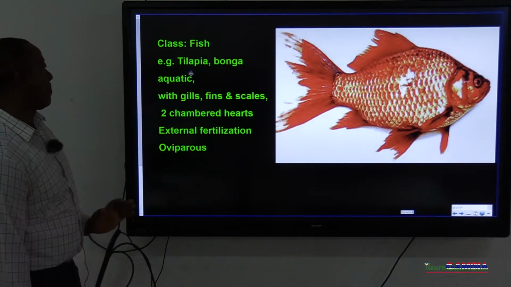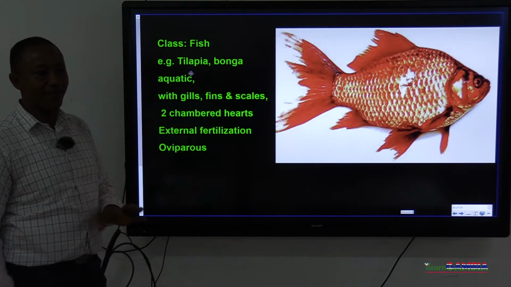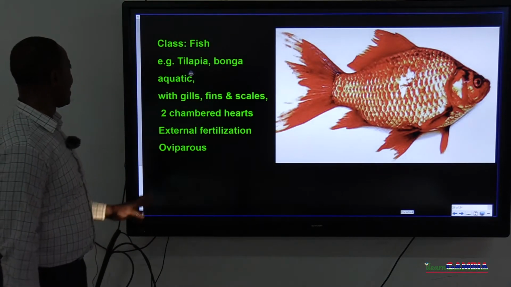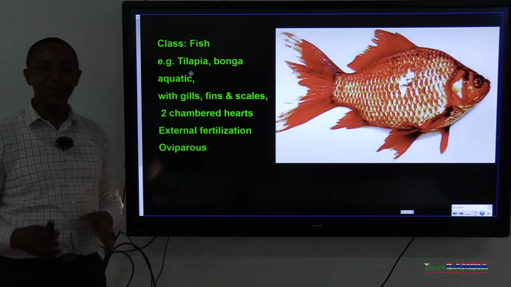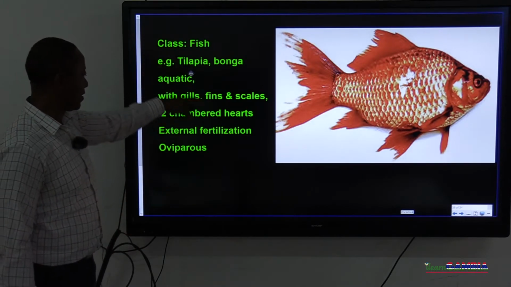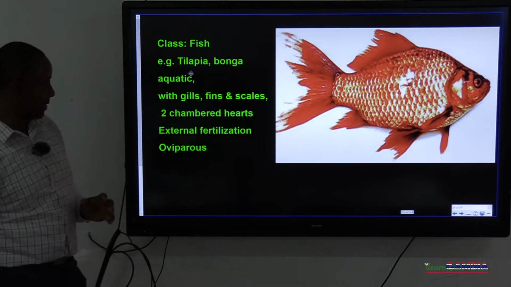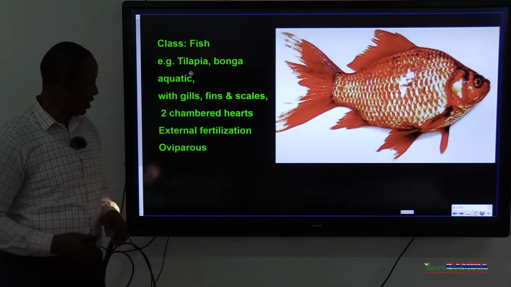Now fish are mainly aquatic. That means they spend their entire life, everything about them is water. They have gills, they have fins and scales that help them to be able to live in the water. Gills for breathing, fins for swimming, and the scales for protecting the body. They have what we call a two-chambered heart.